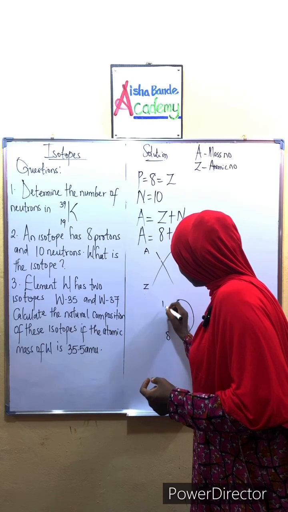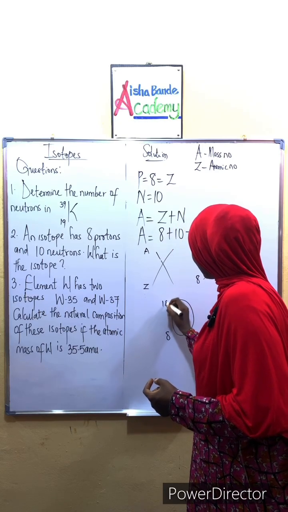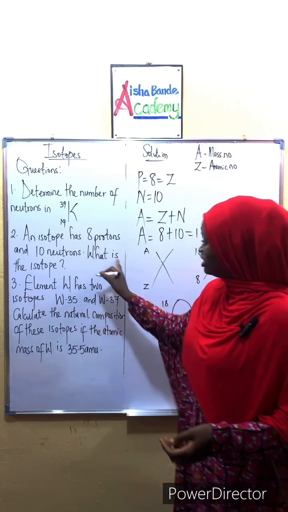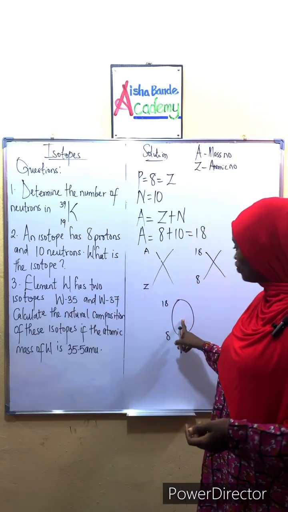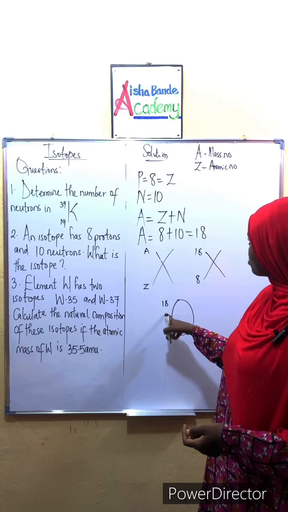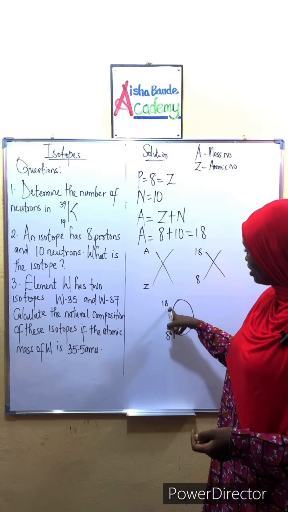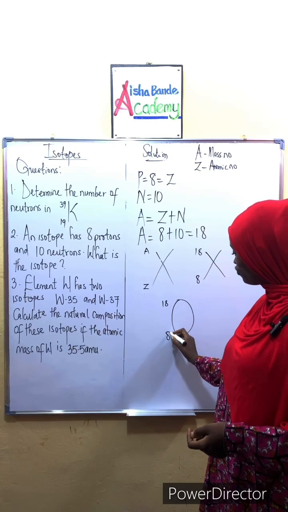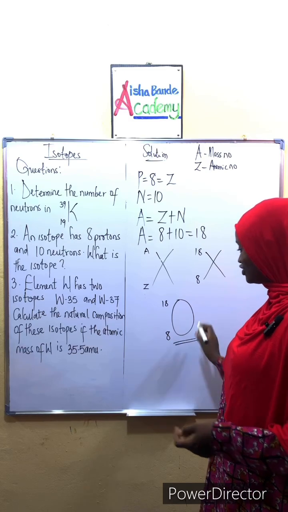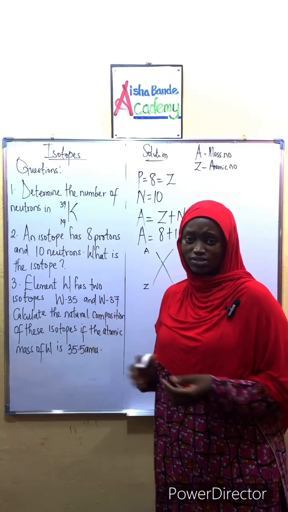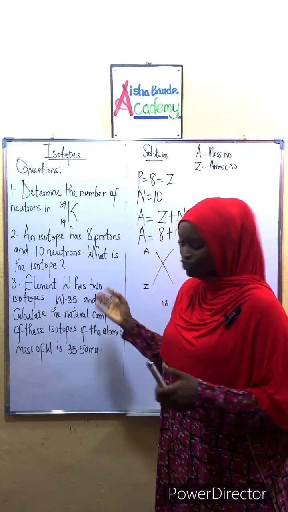Here is 8 and then 18. So the isotope is oxygen having the mass number of 18 and atomic number of 8. So basically, this is the answer. Simple and as straightforward as that. Okay. So let's move on to the last question.